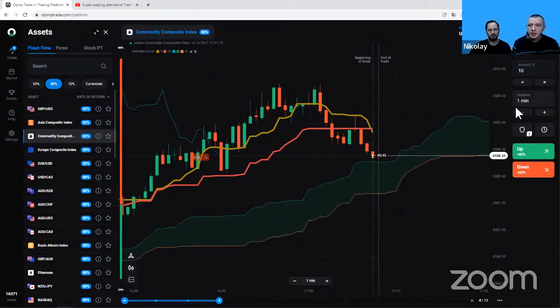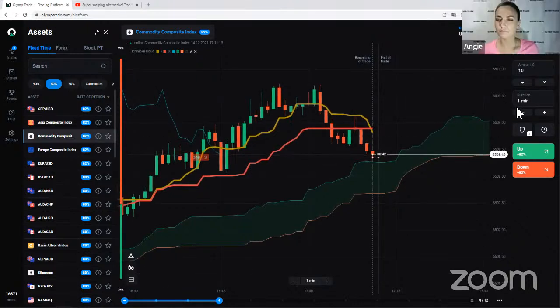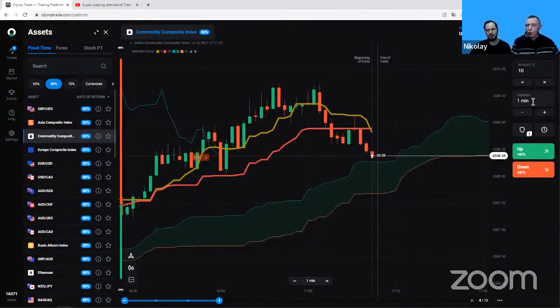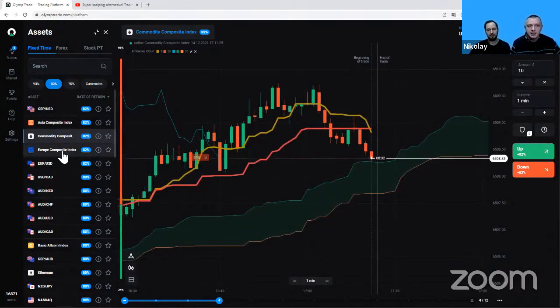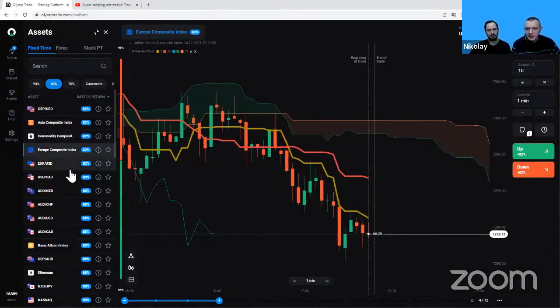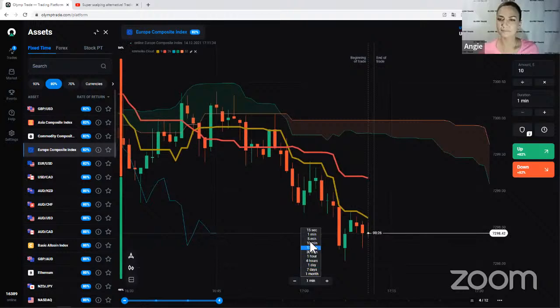So the duration is 1 minute. Actually, I have time to increase the duration. Yeah, so I can open my trade. So well, for 5 minutes, even for 8 minutes or 10 minutes. So I do have time. But so let's analyze. So let's have a look at some other assets.